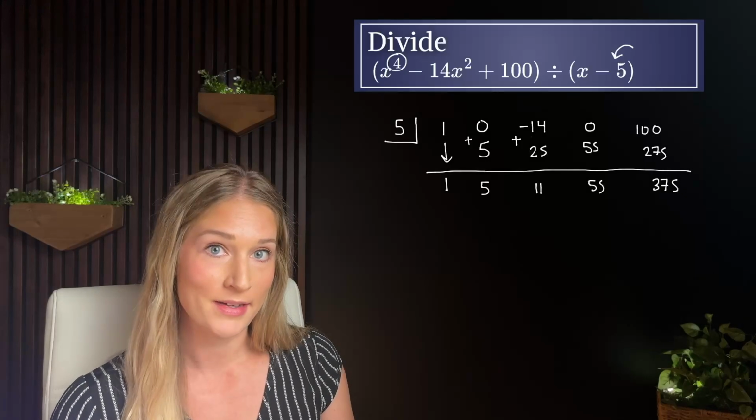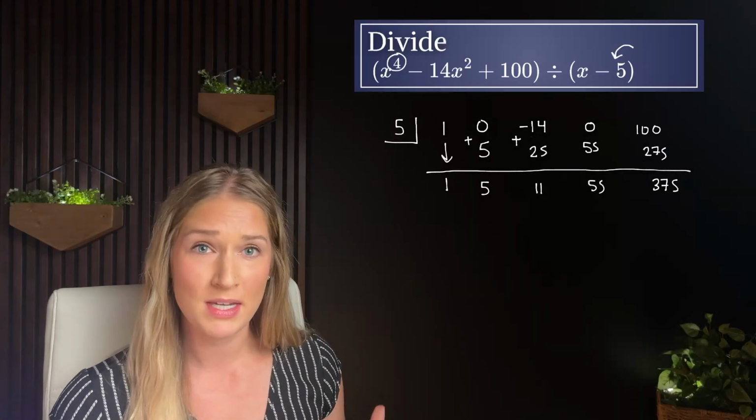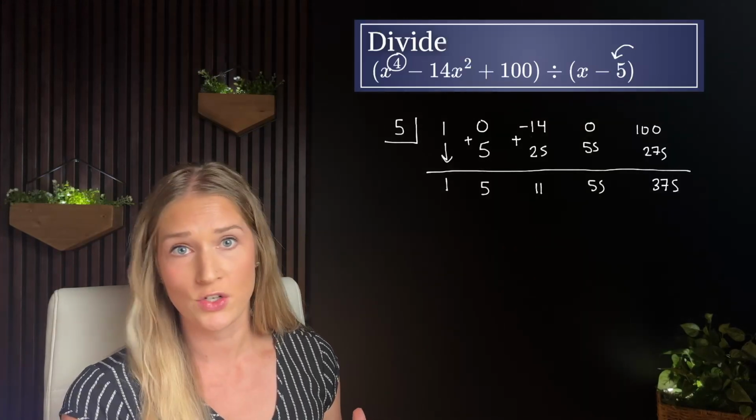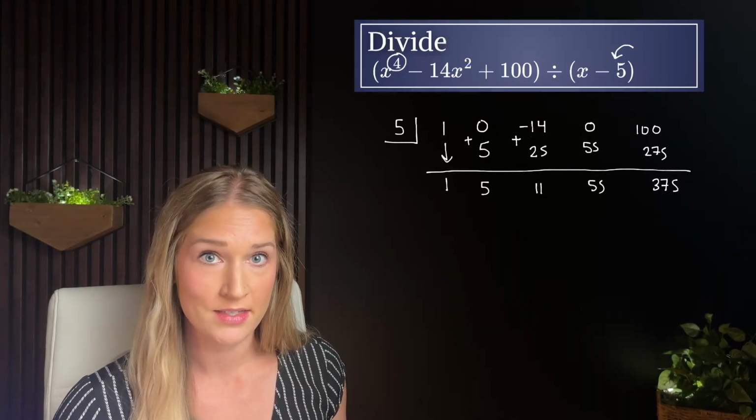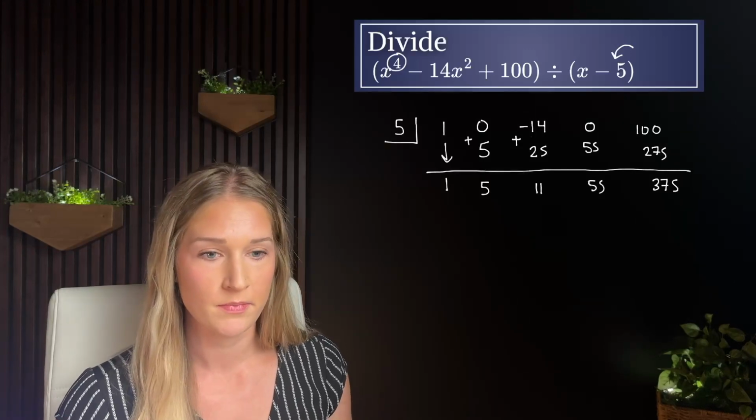So you might recognize a lot of these numbers from when we were doing our long division. And that's because it's basically the same thing. Again, we just took away all those extra details of the x's and we're just focusing on the minimum required to get through the division.